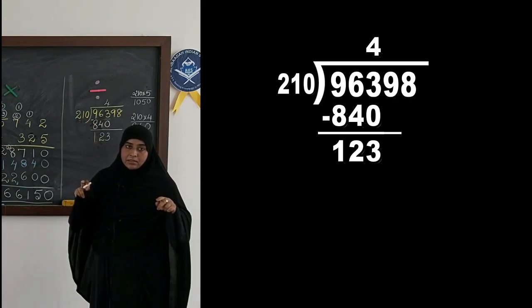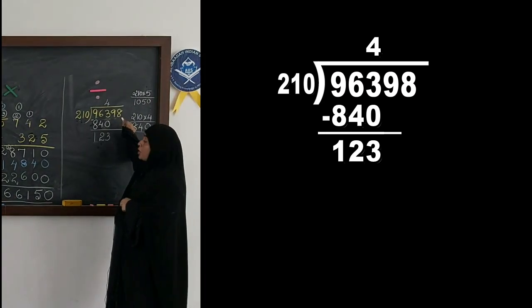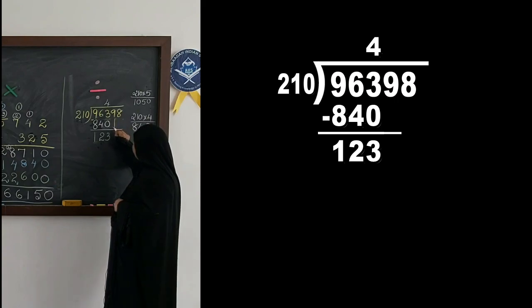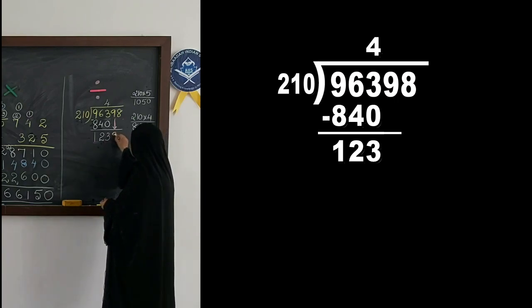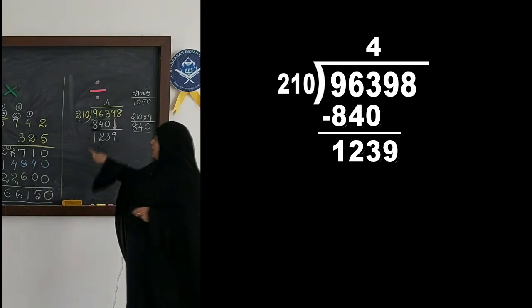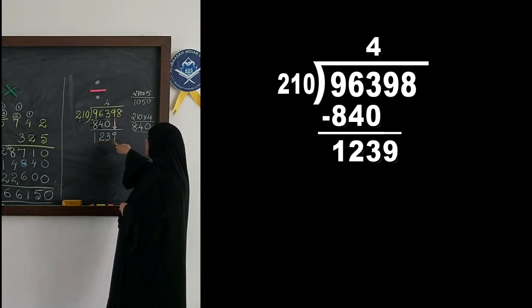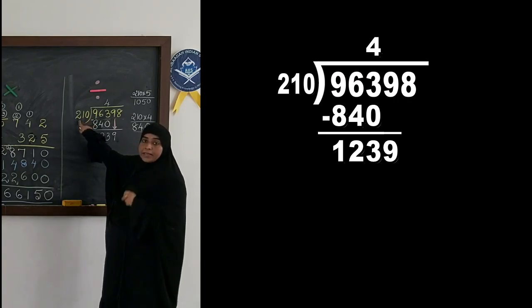We cannot divide it. So what do we do? We will bring down. We have 2 more digits over here, right? So first we will bring down this 9. Okay. We are bringing this 9 down and we'll write it here, 9. Now what is the number that we have? 1239. This number we have to divide by 210.